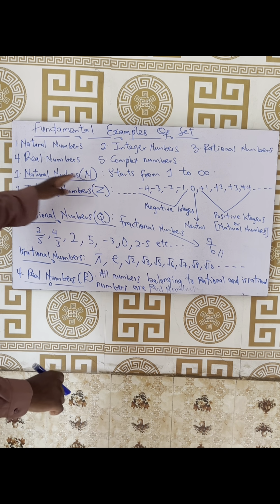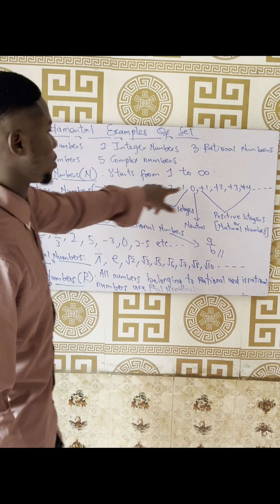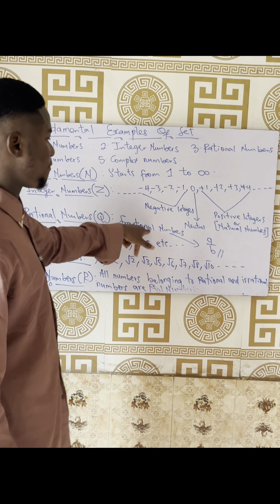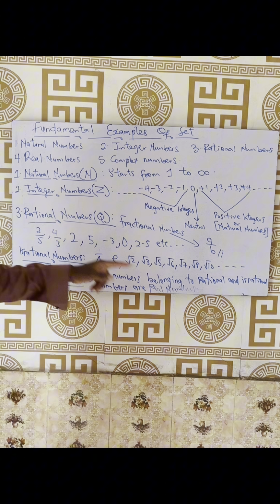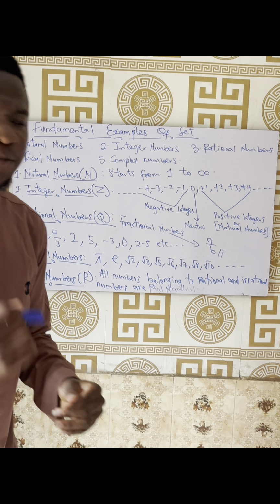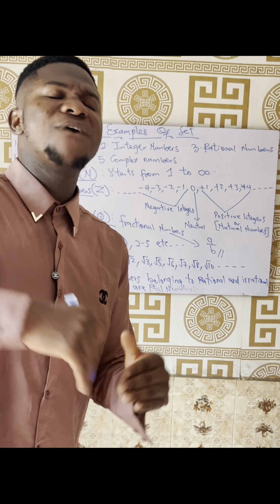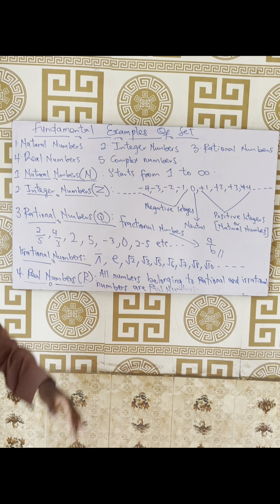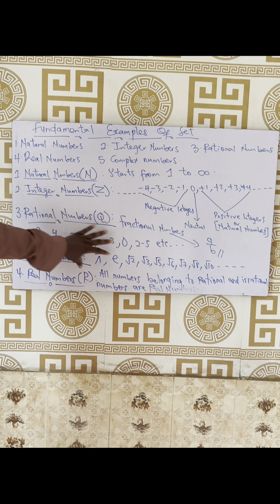So natural numbers start from 1 to infinity. Integer numbers can be positive numbers, negative numbers, or 0. Rational numbers are numbers that can be written in fractional form of a over b. Irrational numbers are numbers in which, if you simplify them in decimal form, the value we get is very long and extends to infinity. Real numbers are all the numbers that belong to rational numbers and irrational numbers combined together.